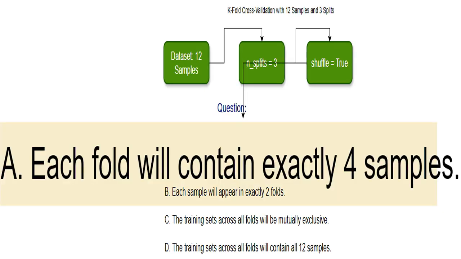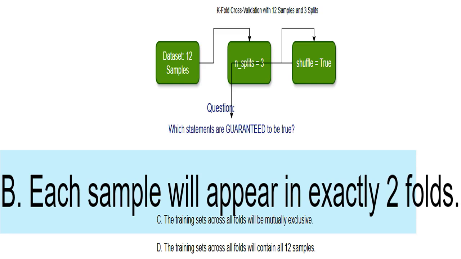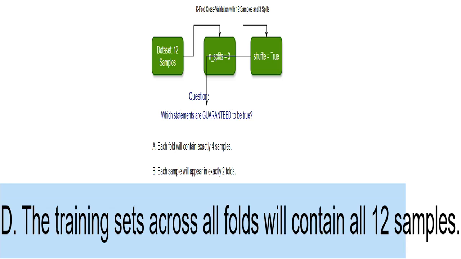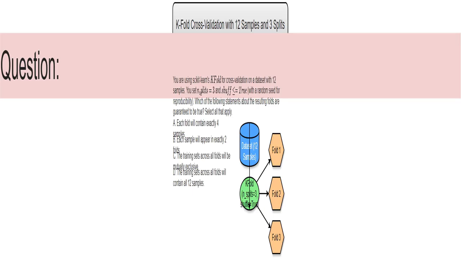This is absolutely true. Since I use each fold once for testing, each sample appears in the training set for the remaining 2 folds. This one's false. My training sets will have overlapping samples because a sample used for testing in one fold will be part of the training set in the other 2 folds. This is also true. Each sample is held out only once for testing, it's included in the training set for all the other folds.